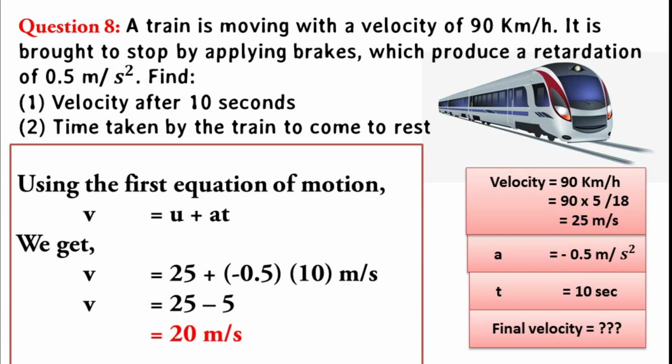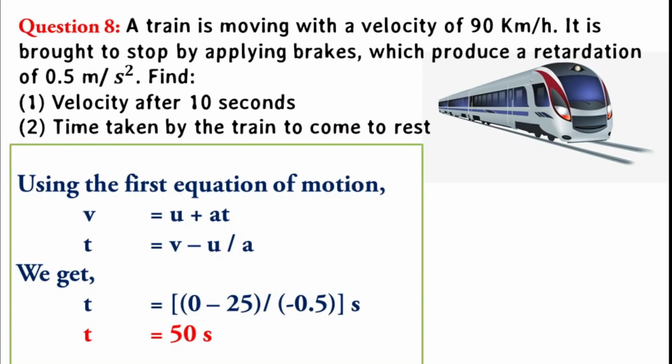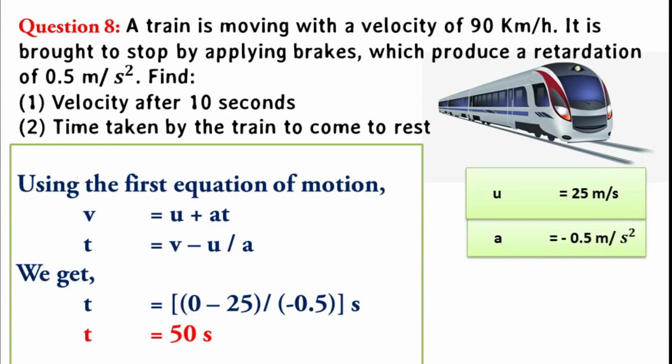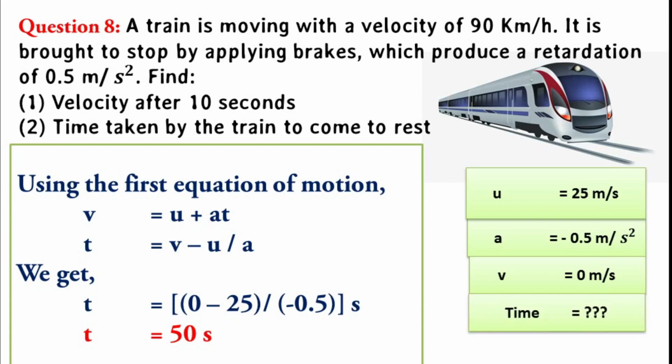Now the second part, time taken by the train to come to rest. Given values, u is equal to 25 meter per second, acceleration is equal to minus 0.5 meter per second square, v is equal to 0 meter per second because body is coming to rest, and time we have to find out. Using the first equation of motion, v is equal to u plus at and t is equal to v minus u divided by a. Let us substitute all the values. 0 minus 25 divided by minus 0.5, which is equal to 250 divided by 5, that is equal to 50 seconds. That was easy, right?